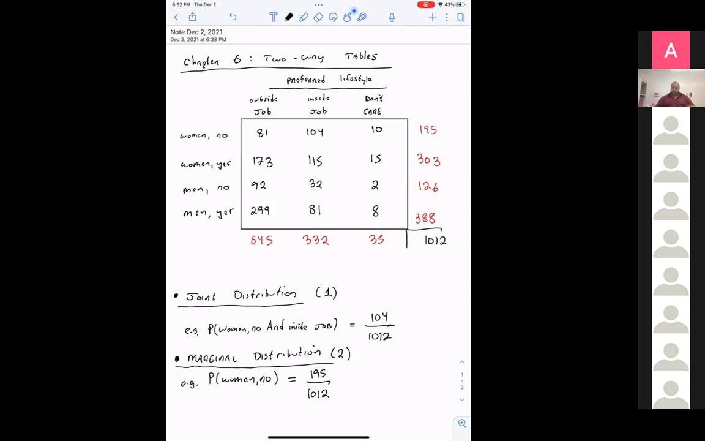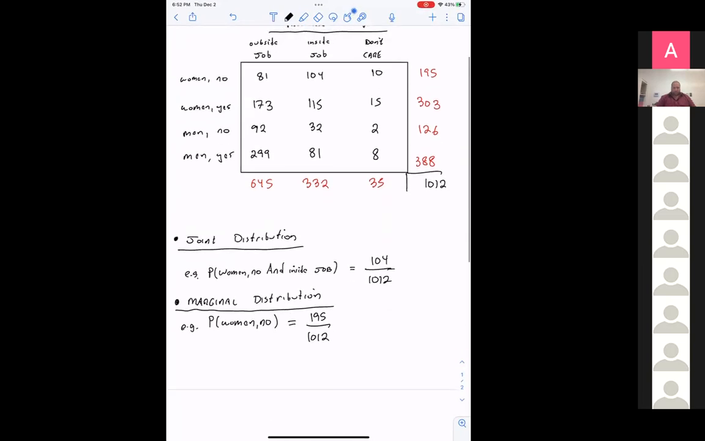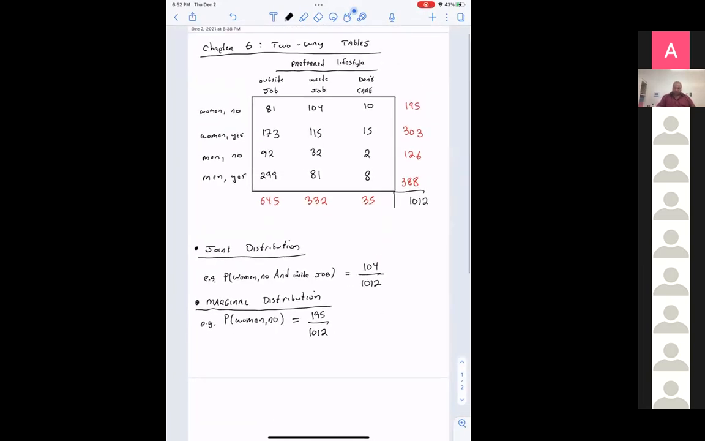Because remember, the joint distribution has a total of 12 numbers. And when I add up all 12, if I convert that to percents, it has to add to 100%. For the marginal ones, there's 2. There's one on the right and there's one on the bottom in the margins. And they each have to add to 100%. But I actually have a third type of distribution. And this is the most important one, I think. It's called the conditional distribution.